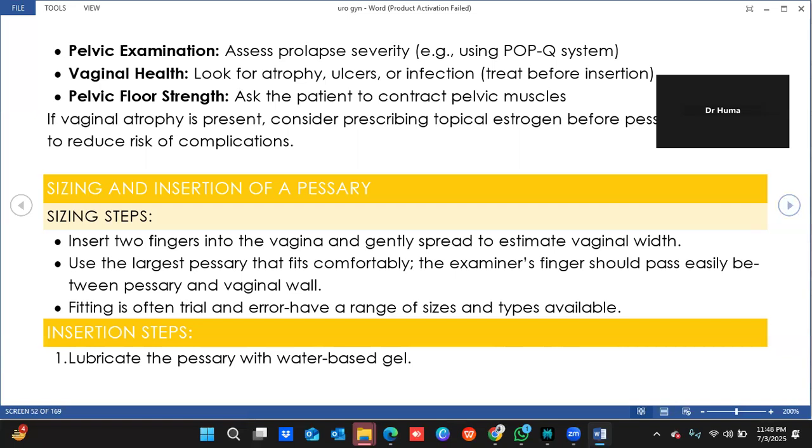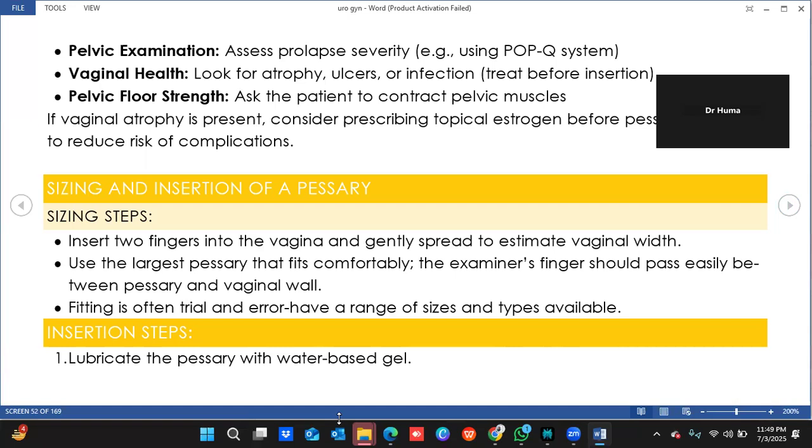First of all we will put our two fingers. I will part the labia, and we will check the elasticity of the vagina. Then we will open the pessary, hold it in our hand, and put it posterior to the symphysis pubis. You have to take care of a few things. First, it should not be too tight. You should be able to insert one finger between the vaginal wall and the pessary.